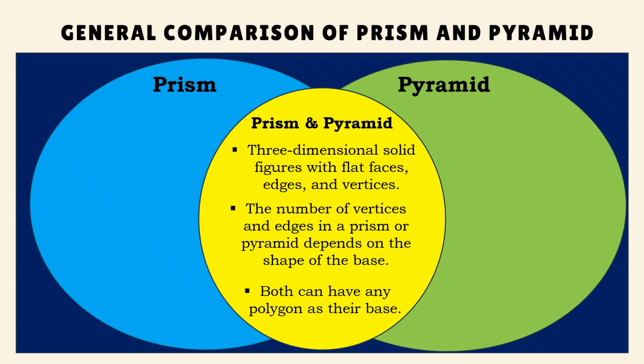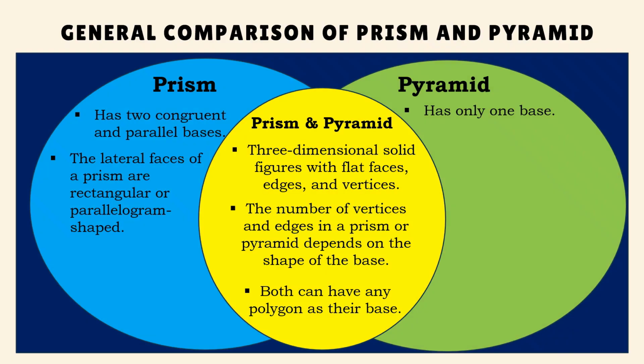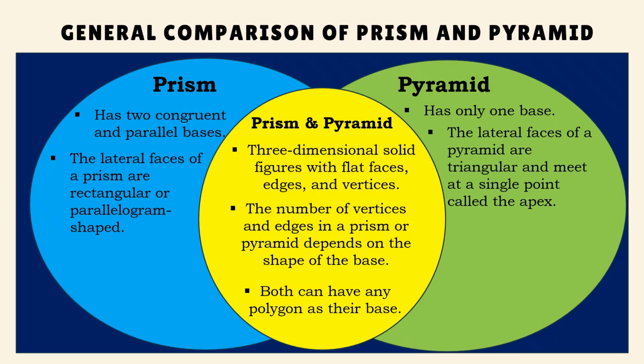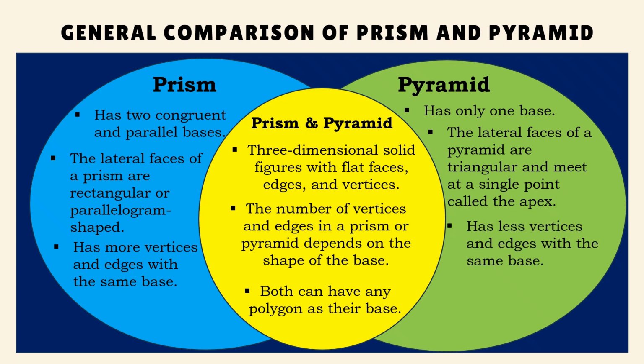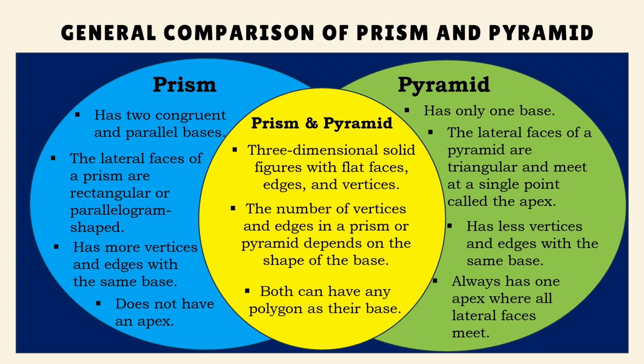And their differences. A prism has two congruent and parallel bases, while a pyramid has only one base. The lateral faces of a prism are rectangular or parallelogram in shape, while the lateral faces of a pyramid are triangular and meet at a single point called the apex. A prism has more vertices and edges than a pyramid with the same base. A prism does not have an apex, while a pyramid always has one apex where all lateral faces meet.